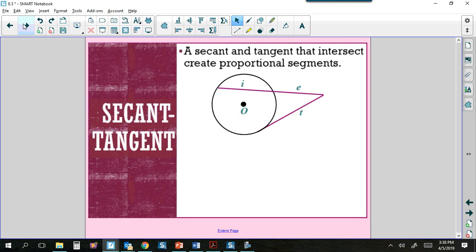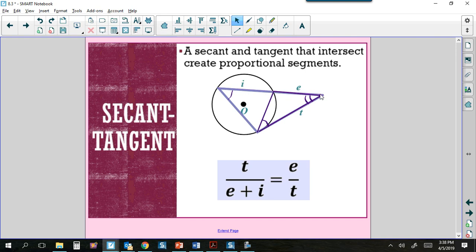And then lastly, we have our secant tangent, which is going to have the same exact relationship as the secant secant. We're going to create similar triangles, and through similar triangles, we are able to make proportional pieces. So we have our secant here with I and E for exterior, interior, and then we have our tangent. If I were to make triangles, we have the big triangle. The big triangle uses the entire secant, the tangent, and then this chord inside here that I have added. We have I and E together, and we have T. If you notice, those are the denominators of my proportion.